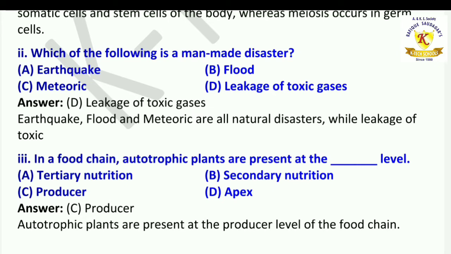Third, in a food chain, autotrophic plants are present at the dash level. Options: tertiary consumer, secondary consumer, producer, and apex. So the correct answer is option C, producer. Autotrophic plants are present at the producer level of the food chain.